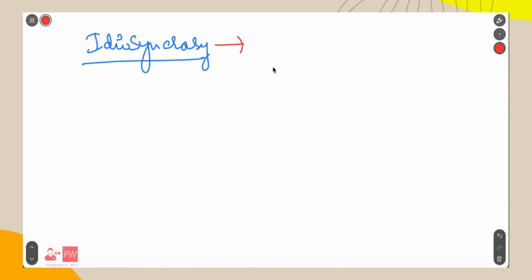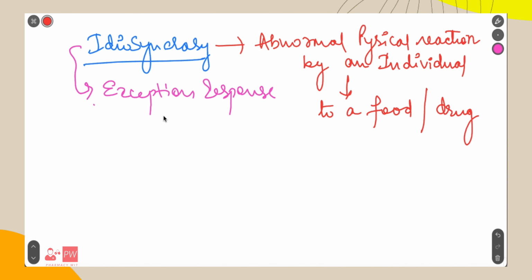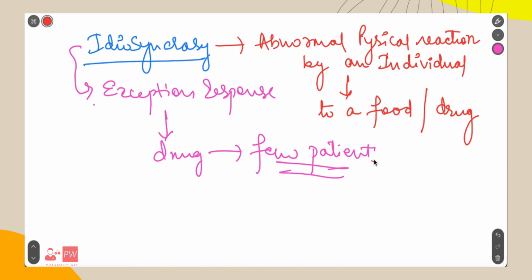Now the next factor is idiosyncrasy. It is the abnormal physical reaction by an individual to a food or a drug. It is an exceptional response to a drug, but in a few individuals or in a few patients. So these exceptional responses are not shown in all patients. These responses are only shown in a few individuals, in a few patients.